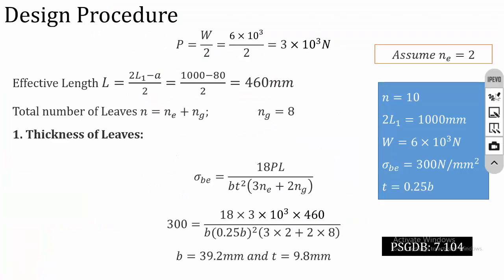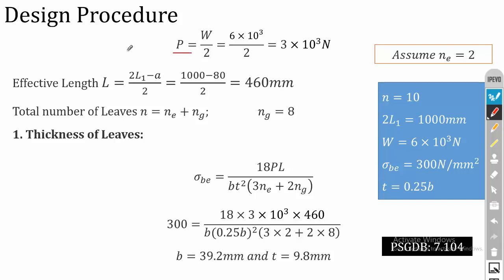Before going to the design procedure, we have to calculate the load acting on the individual leaf. So P is equal to W by 2. Already we have discussed that we are going to split the leaf spring into 2 halves and consider it as a cantilever beam. So I have divided the load into 2 parts, that is P is equal to W by 2, that is equal to 3 into 10 power 3 Newton.